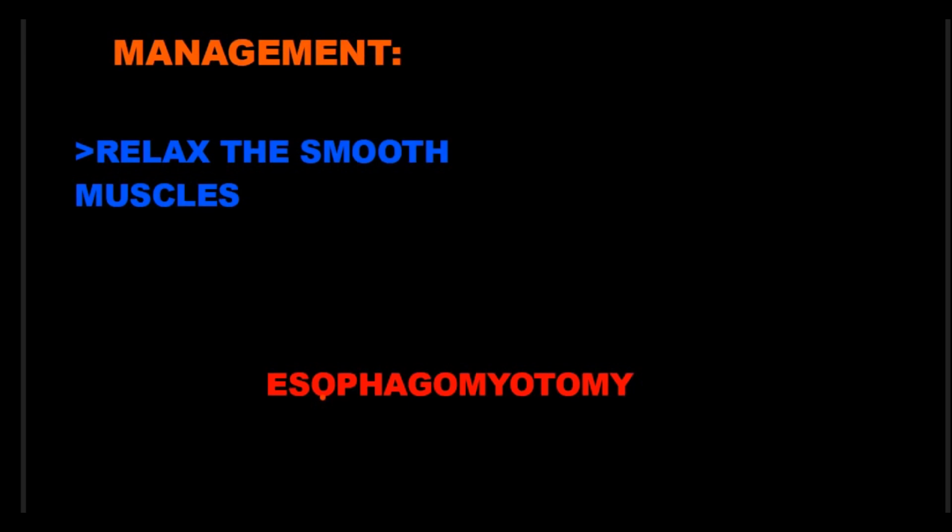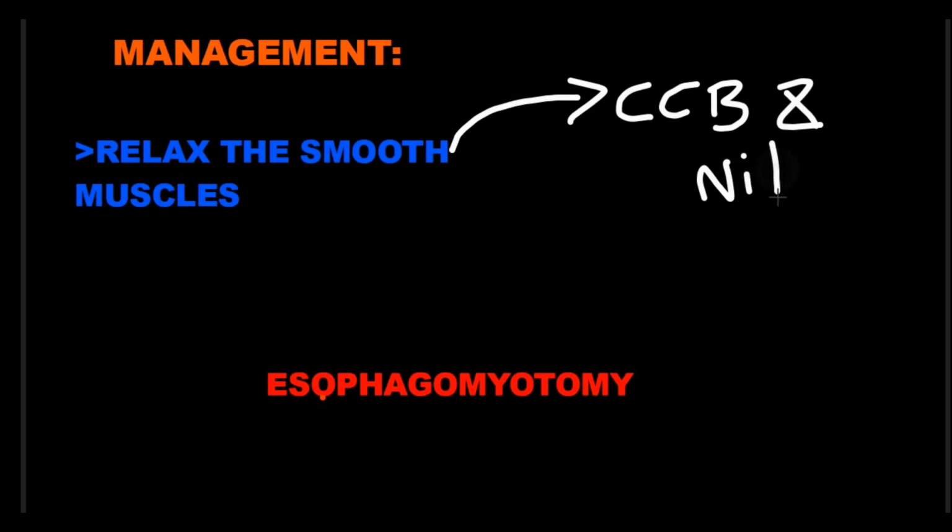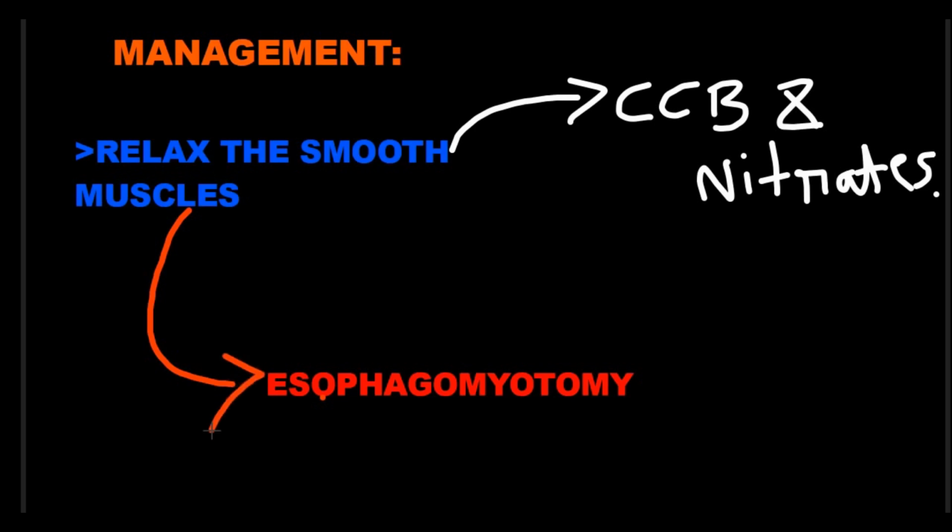Management, we try to relax the muscles so that the spasm is kind of released, and that can relieve the patient. So basically we use smooth muscle relaxants such as calcium channel blockers and nitrates. Only if this doesn't work, we opt for an esophagomyotomy. That's all for this condition. Stay tuned for the next topic.